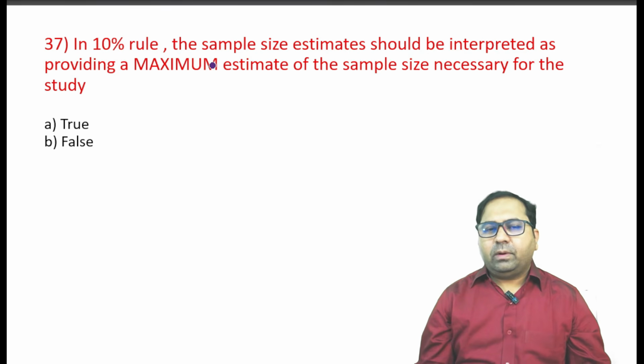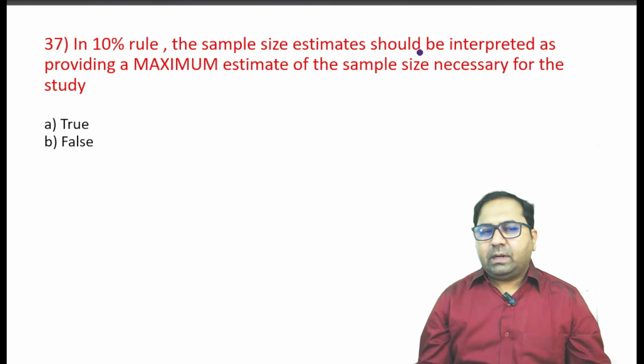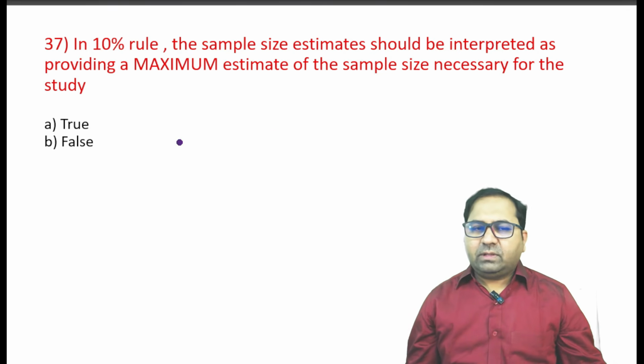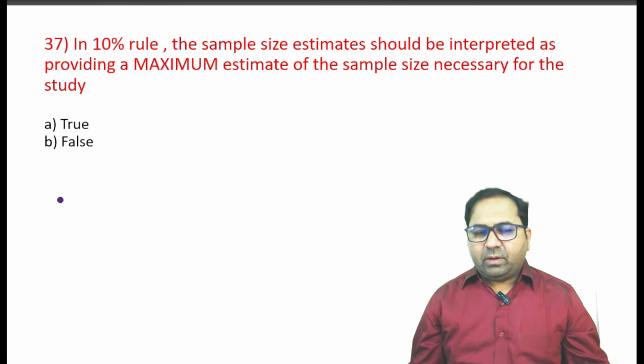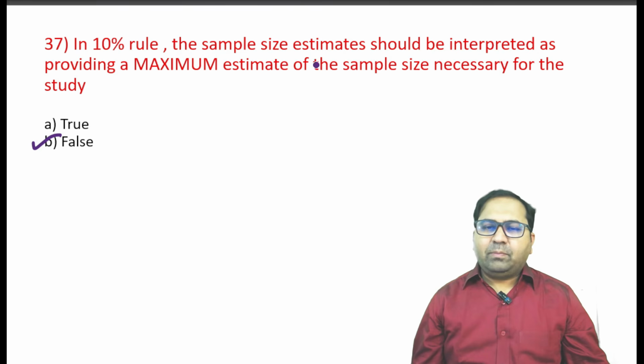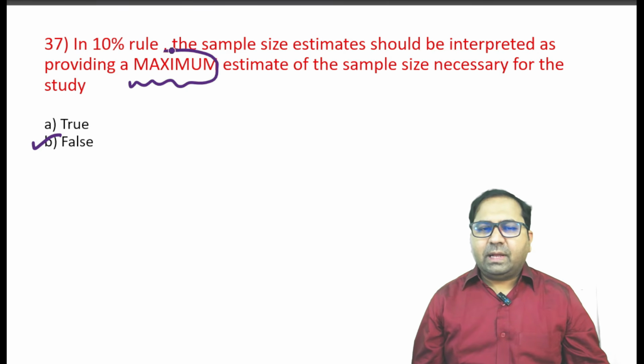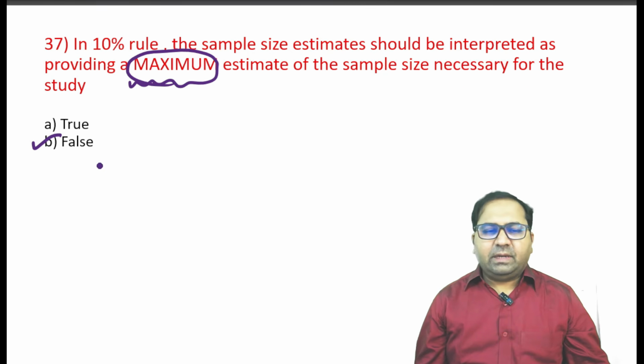In the 10% rule, the sample size estimate should be interpreted as providing a maximum estimate of the sample size necessary for the study. Is this a true statement or a false statement? The answer is that it is a false statement, because in the 10% rule, the sample size estimate should be interpreted as providing a minimum estimate. Actually, it's not a maximum estimate of the sample size necessary for the study.